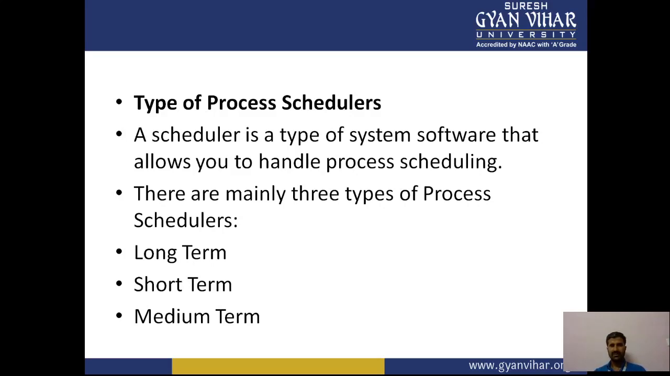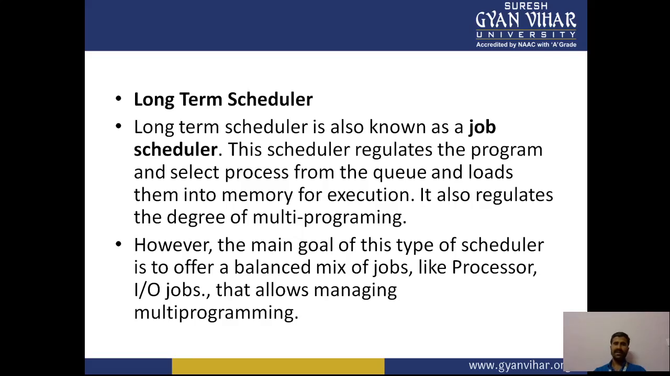Now we are going to discuss certain types of process scheduling. A scheduler is a type of system software that allows you to handle process scheduling. There are mainly three types of process schedulers: long term, short term, and medium term.